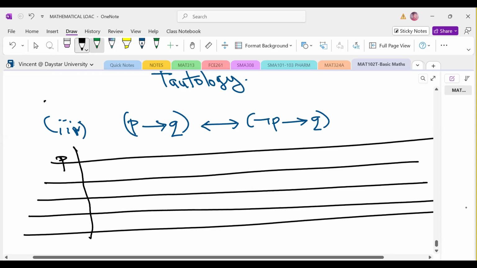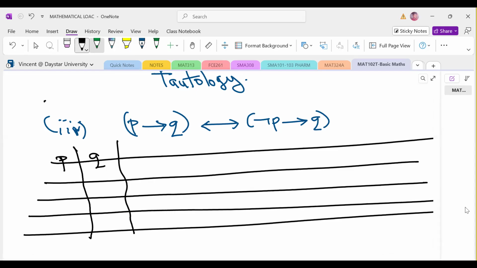So P, Q. And then next I should define the bracket. P implies Q. Then I define not P.